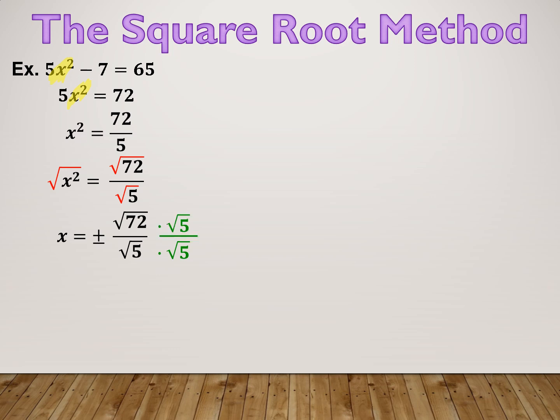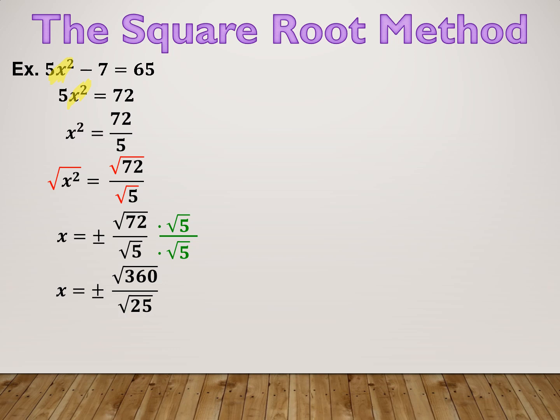So I'm going to multiply top and bottom by the square root of 5. Now, if you'll recall, the square root of 5 divided by the square root of 5 is 1. So really, I'm just multiplying this fraction by a fancy form of 1. I'm changing what it looks like, but I'm not changing its value. I'm not changing who it really is. So now I'm going to multiply the tops. 72 times 5 is 360. And then square root of 5 times square root of 5 is square root of 25.